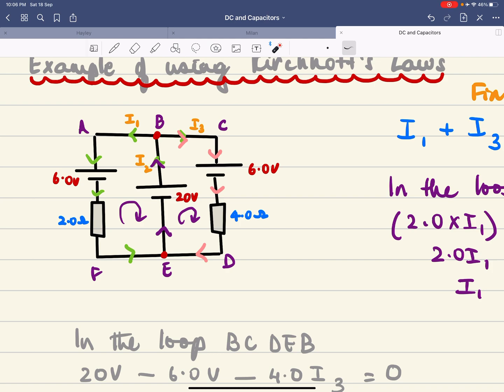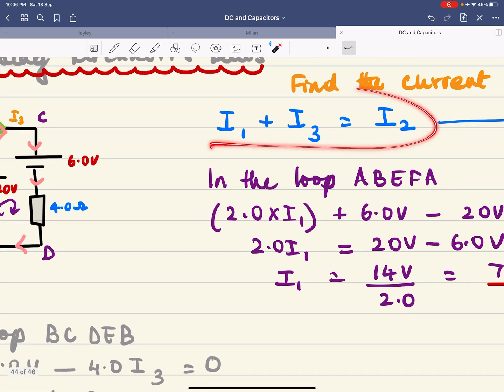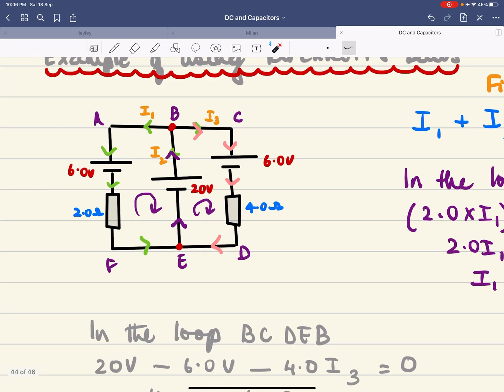The first thing we do is write a current equation. The total current coming into the junction is equal to the total current leaving. That's how I got this one. And then you use any of the loops. I've used this loop to write the voltage equation to calculate the size of I1. Just remember that's resistance.